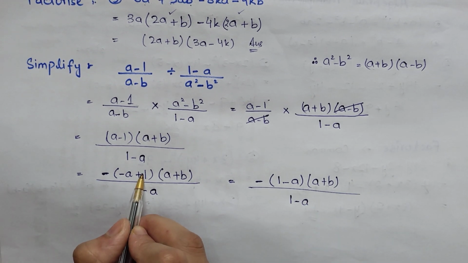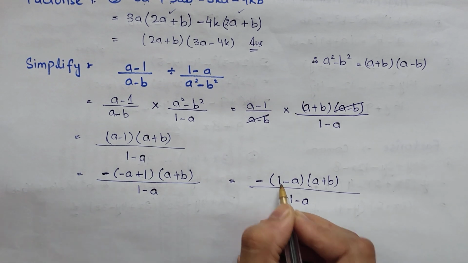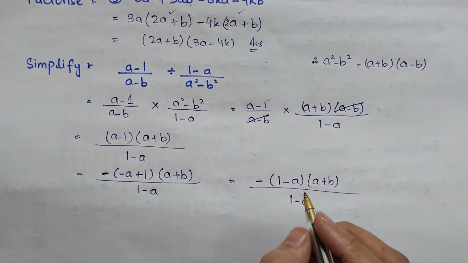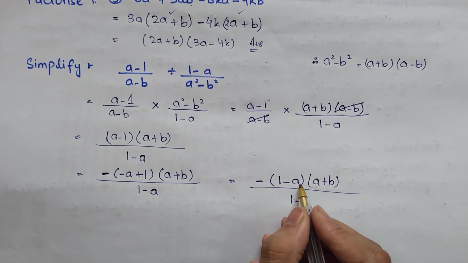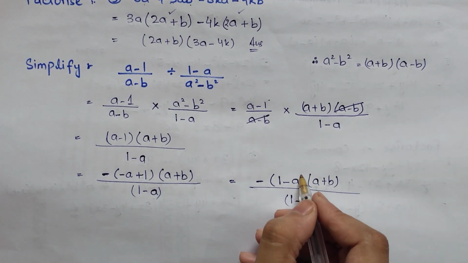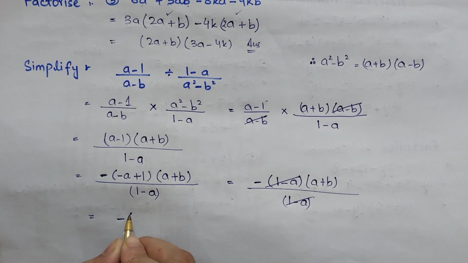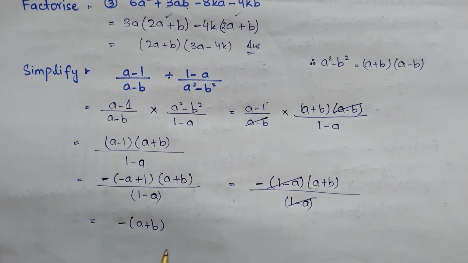I wrote it firstly this and then this, because it is in plus, so I write plus, because you don't need to write the plus sign, and then minus. Now you see 1 minus a and 1 minus a, both the values become same. Now we can cut down. This is cutting, and the answer is negative of a plus b. This is your answer, and this is the simplification we did.